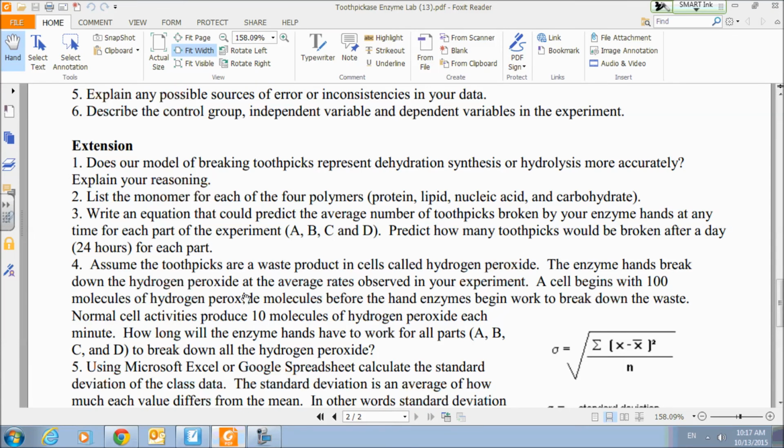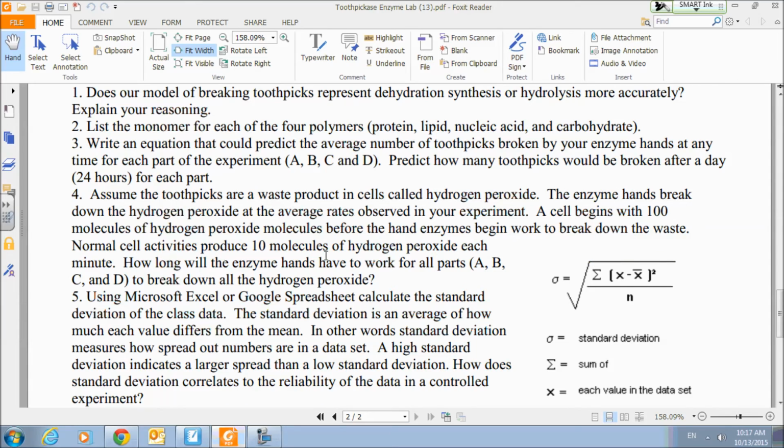Let's do number 4. Number 4 is a similar problem. Assume the toothpicks are a waste product in a cell called hydrogen peroxide. The enzyme hands break down the hydrogen peroxide at the average rates observed in your experiment, which you've already kind of calculated. A cell begins with 100 molecules of hydrogen peroxide. So the hydrogen peroxide is like your toothpicks. We're breaking them down. Normal cell activities produce 10 molecules of hydrogen peroxide each minute. So unlike our simulation, in this scenario, you're adding in toothpicks at the same time where you're breaking them, which is probably how a cell would really work.